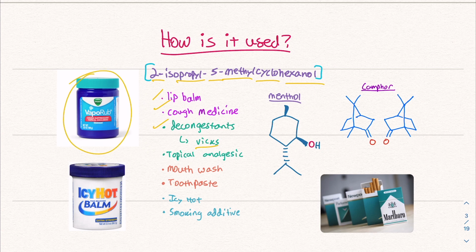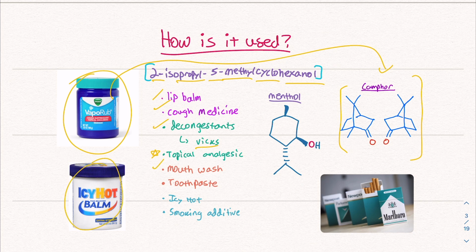Another interesting molecule that's present in Vicks is camphor. I only put this in here because I really like the way it looks, but camphor offers a very similar effect to menthol. It's used as a topical analgesic. Analgesics, as we've discussed in our previous videos, are pain relievers. Topical meaning it's applied on the skin. So things like Vapor Rub, Icy Hot, these are topical pain relievers.